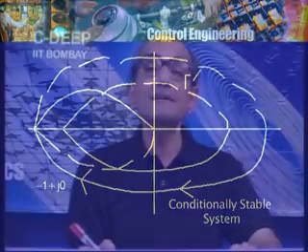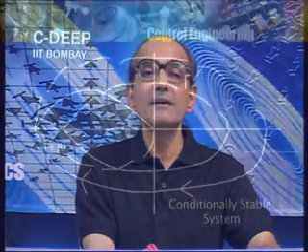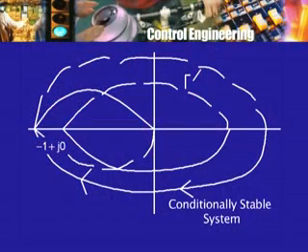And what about that critical value of k corresponding to the j omega axis intersection? That we can obtain from this also. If we know the location of this point, then what should be the value of the gain k, so that this point becomes minus 1 plus j 0. That will be the critical value of the gain, and that can be calculated.